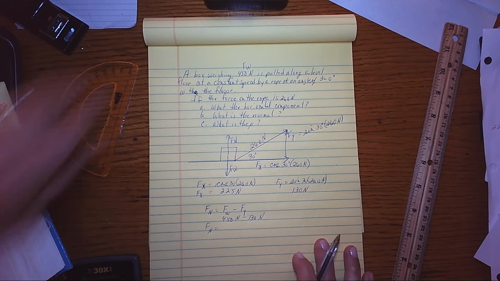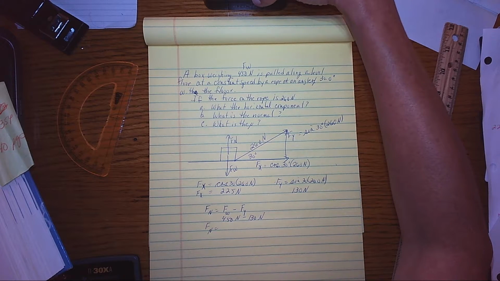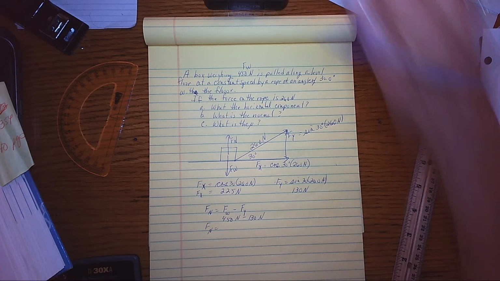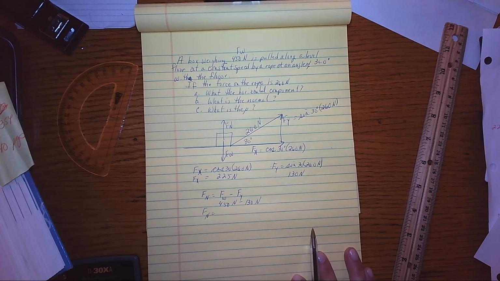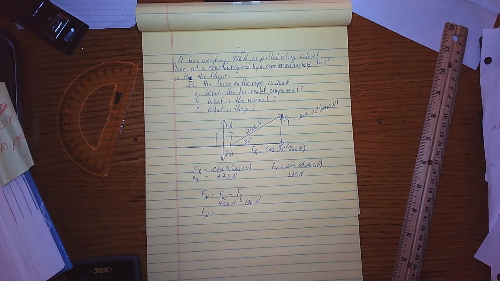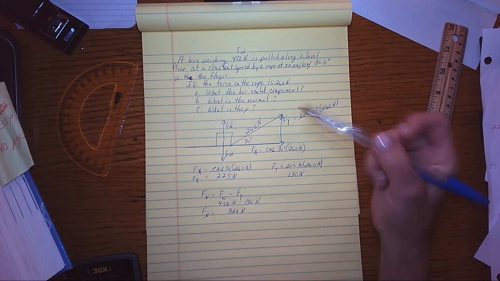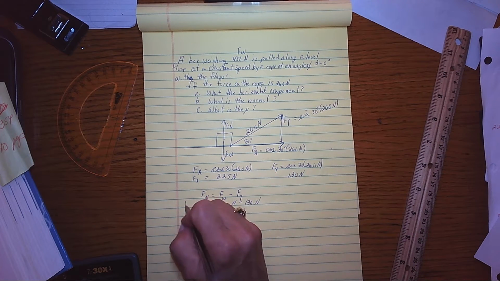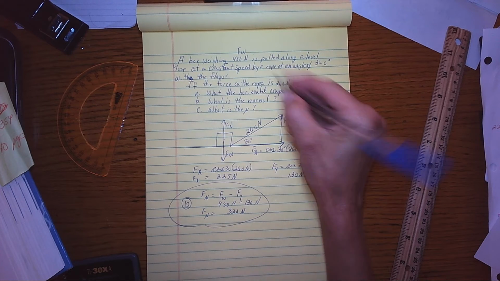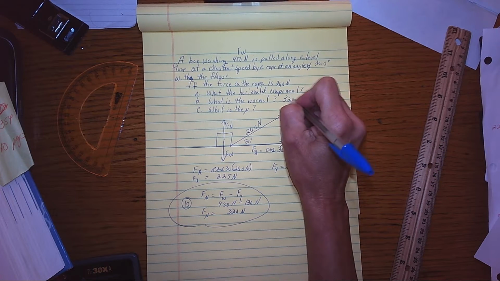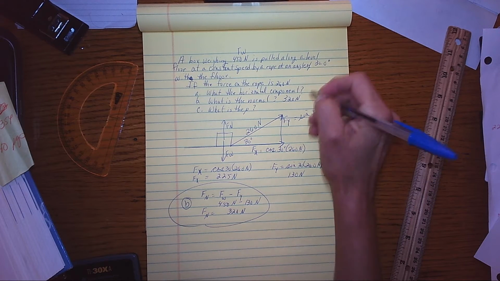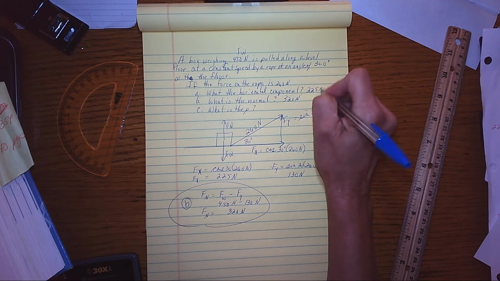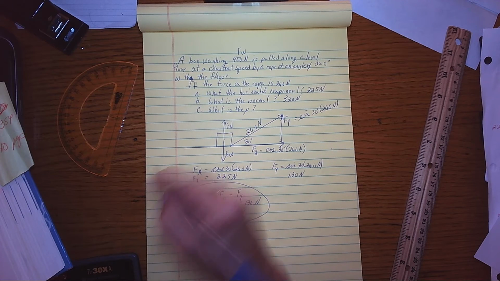So 450 minus 130 gives me 320. That's my normal. Okay? What are we looking for? We've got to have the coefficient of friction. We need to know what the normal is. Well, we just solved for B right there. It's a 320. We found the horizontal component to be 225 newtons. So this was A.